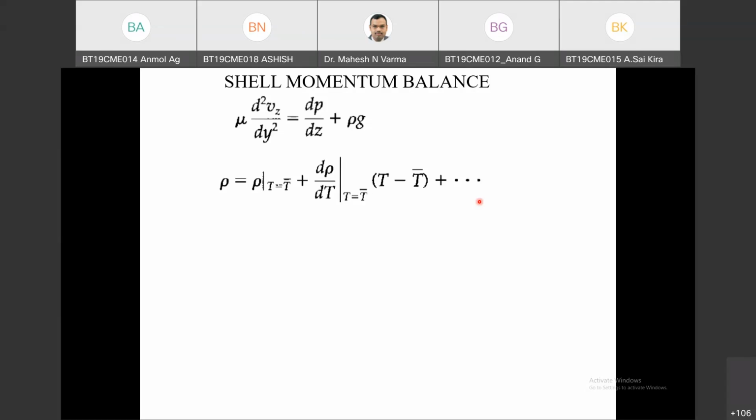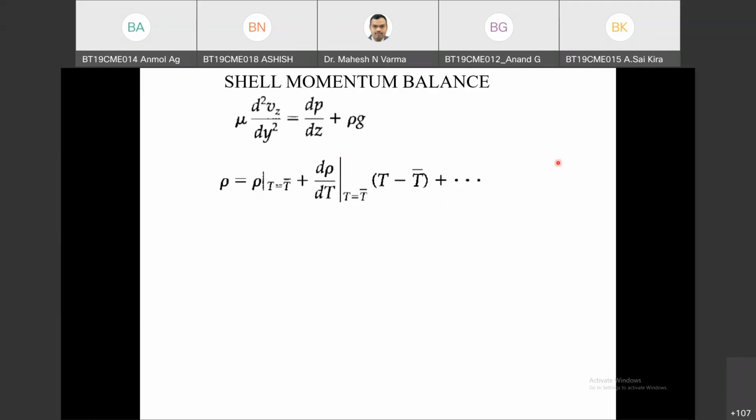Simple mathematics also will give me a property at a nearby point using the property at a nearby point. So T bar, and this T is equal to T bar. Then in terms of T bar, this rho can be interpreted in terms of density at T bar. So this is the Taylor series expansion, neglecting all higher order terms.